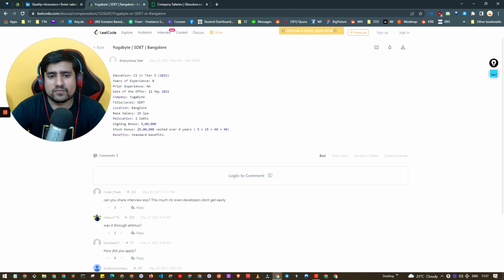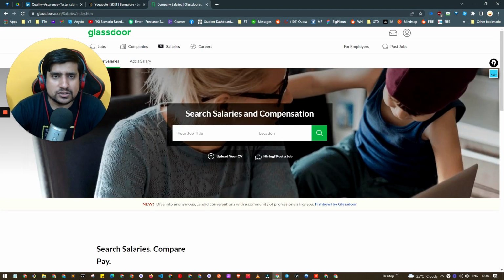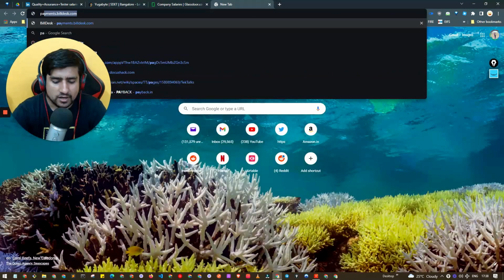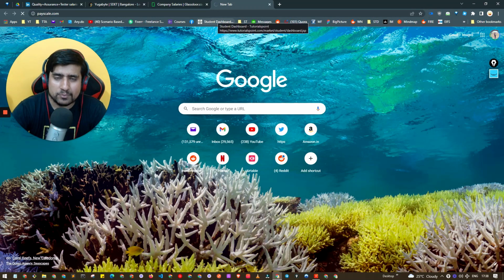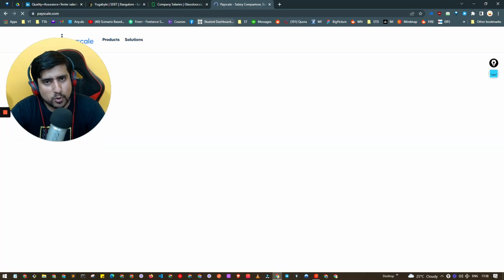For example, they are offering around 20 LPA, and there's a stock option they are giving as well. So you can read more about it, and do proper research about what your salary should be. I think Glassdoor as well as PayScale are also there. On PayScale, you can just sign up and do research properly.